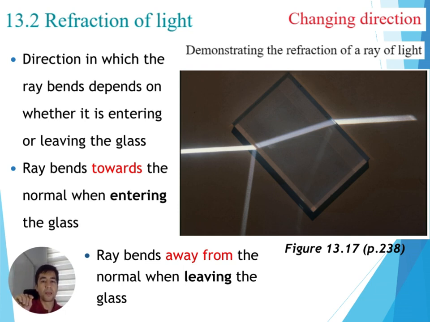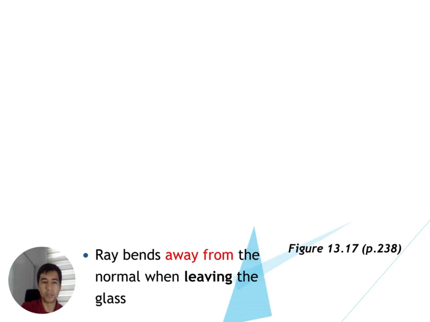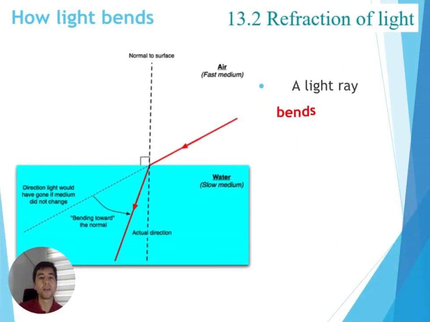So here we would say the ray bends towards the normal when entering the glass, as you can see, and the ray is bent away from the normal when leaving the glass. Let me demonstrate it in the next slide. Don't rush to take notes. Let's write from the next slide.